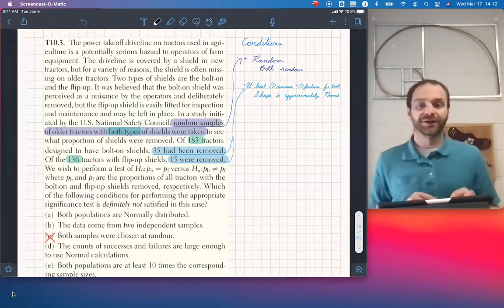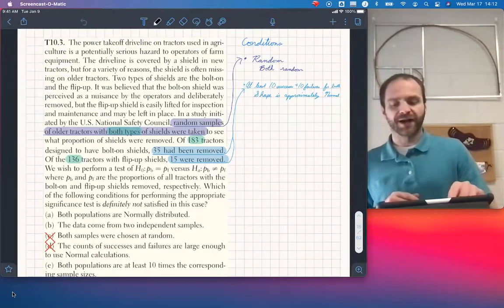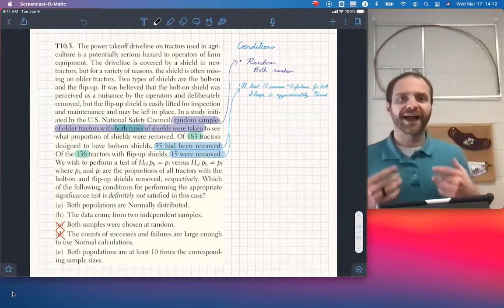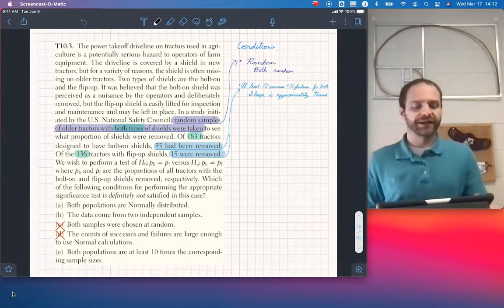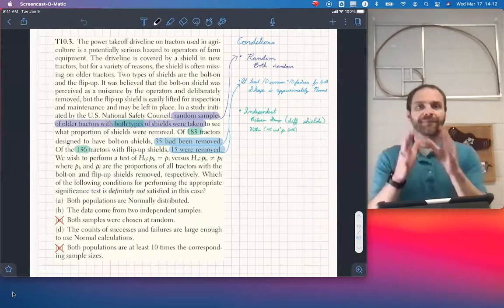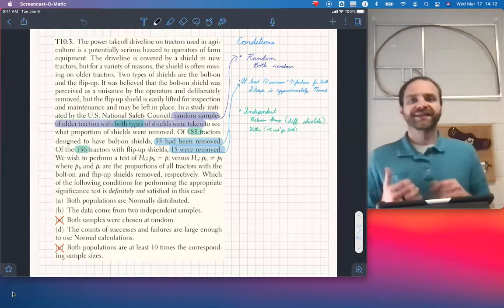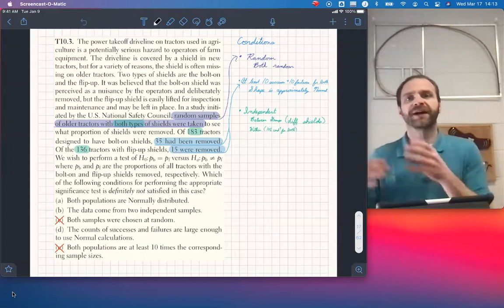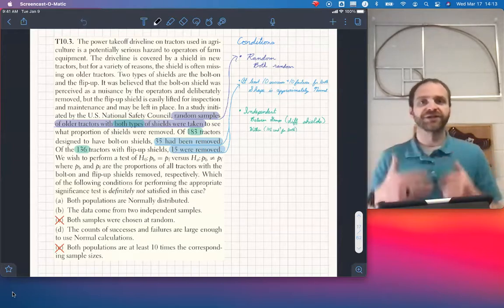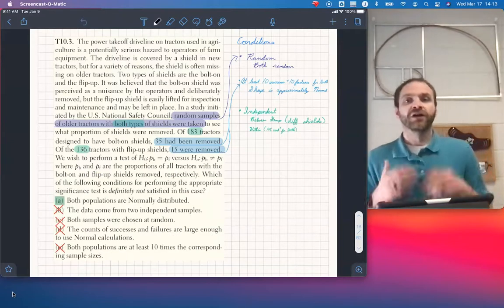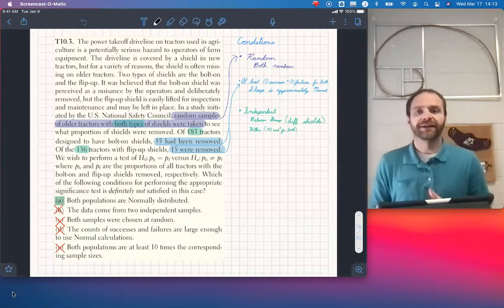So that one is good, which means I could probably cross out D. So there we go. I can keep reading as well. Notice I have highlighted a couple things in green here. My green is the independence, that 10% condition. In this case, can we assume there are more than 1,830 tractors with the bolt-on shields, and more than 1,360 tractors with the flip-up shields? I think that's safe to assume. And so really, no conditions were violated.